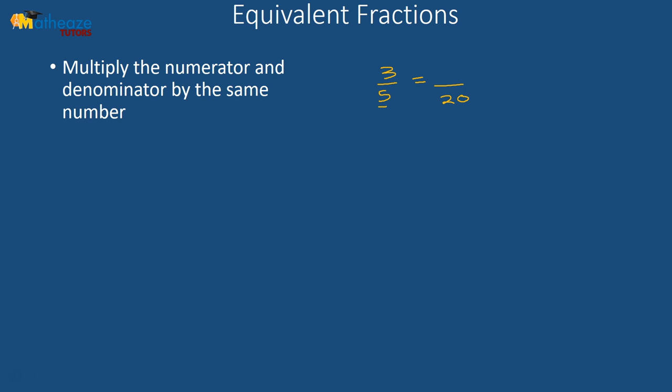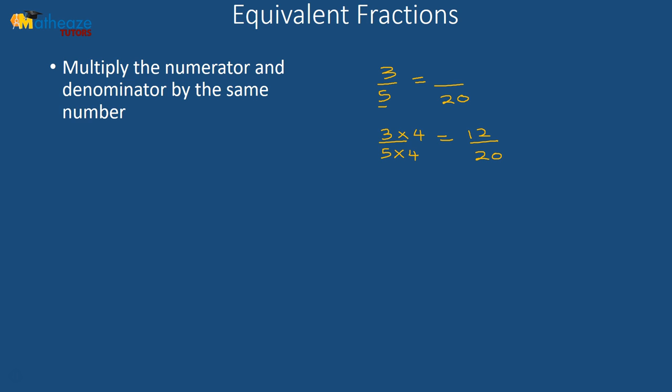So what that means to us is we're going to have to multiply. We're going to try out the denominator first. We multiply by 4, so that gives us 20. So we can multiply the numerator also by 4. So this is going to give us 12/20. So 3/5 is the same as 12/20.